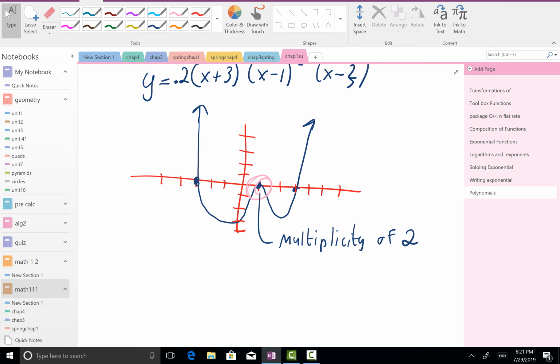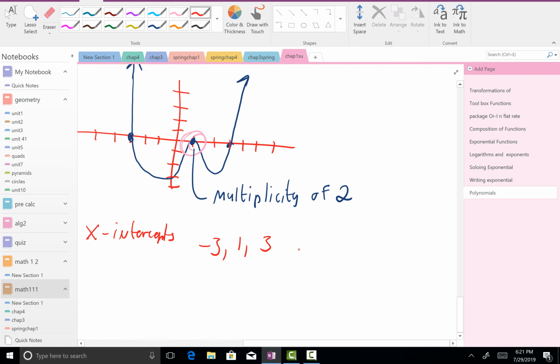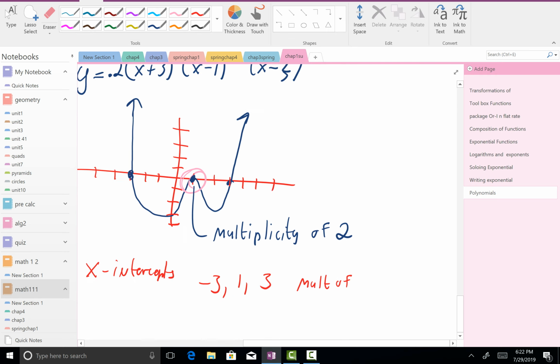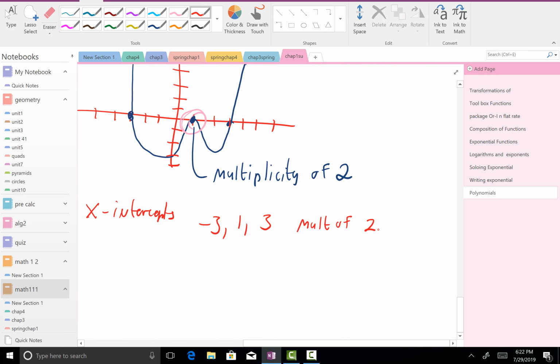So, one of the things they're going to ask you about is list of multiplicity. So if we wanted to get the x-intercepts of this, we would say the x-intercepts are -3, 1, and 3, and then we'd say there's a multiplicity of 2 at 1, if I go back to my original one. They're going to ask you about that.